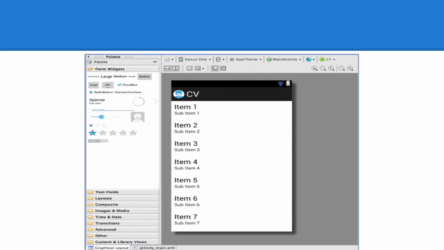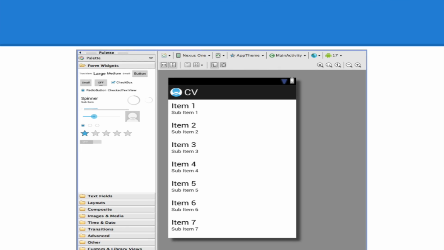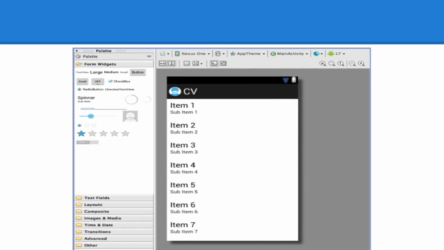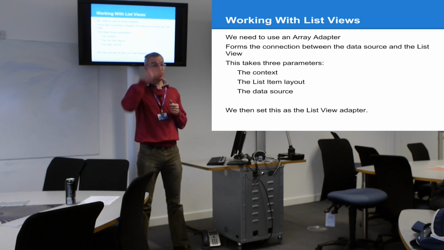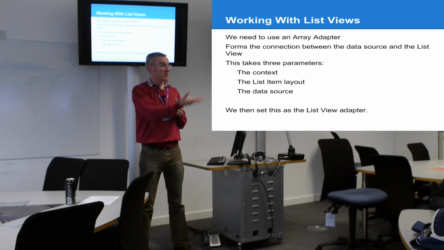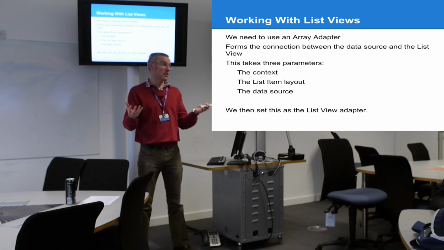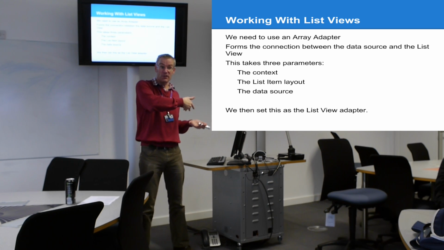Unlike iOS, the list view you have to drag it onto an activity. Okay. So this is equivalent to the table view controller, or the table view. Now, for this to work, we're going to use something called an array adapter. And the idea is this is the connection between the data and the list view. This is the key. Basically, you create an adapter between the two, and when you add items to the array, it will automatically add them to the list view.